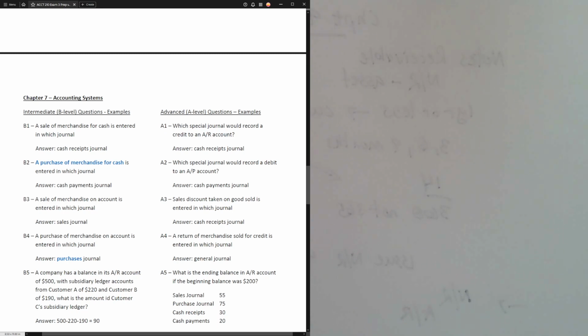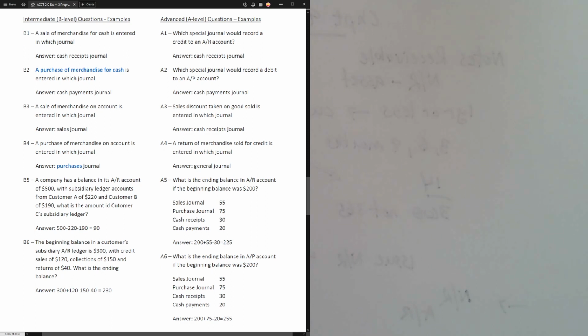So here, B2 actually wasn't wrong, but I wanted to match the other ones because B1 through B4 are sale of merchandise or purchase of merchandise. So that wasn't that big a deal. Here, I actually had the wrong journal name just because I wasn't paying attention. Anyway, so sale of merchandise for cash is the cash receipt. Purchase of merchandise for cash is the cash payments. Sale of merchandise on account is the sales journal, because on account is the sales, on account is the purchases, because we're tracking AR in this one and AP in that one.